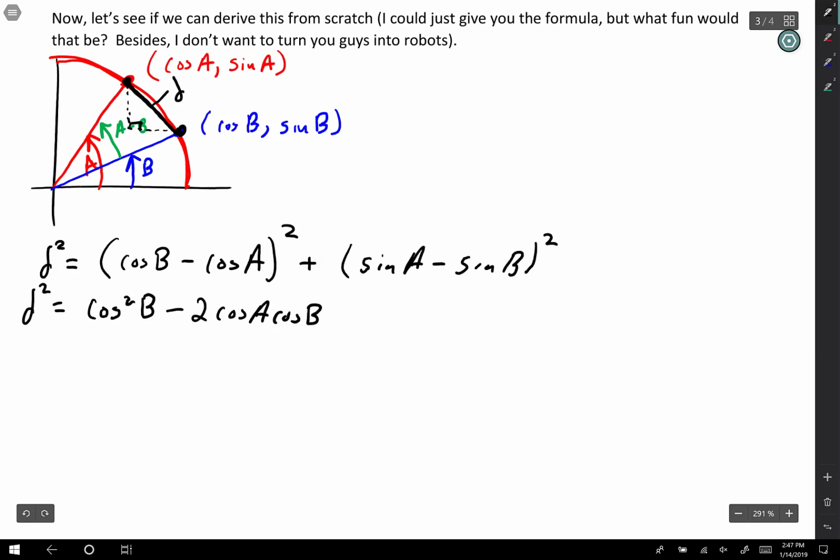And then negative cosine A times negative cosine A is positive cosine squared A.